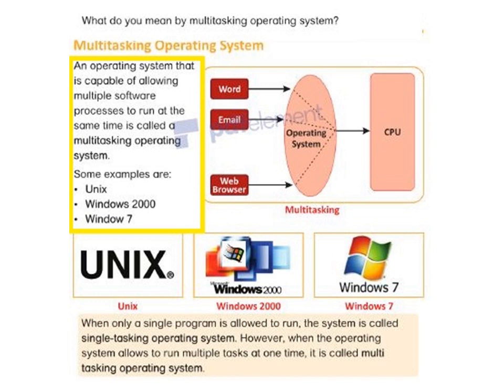However, when the operating system allows to run multiple tasks at one time, it is called multitasking operating system. So I hope if the question comes, write the difference between a single tasking and a multitasking operating system, you will not get confused and you will be easily able to write the answers.